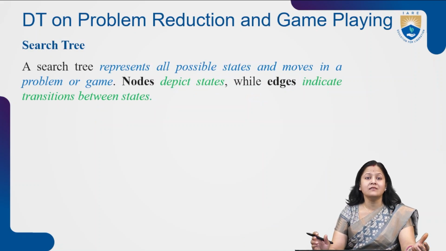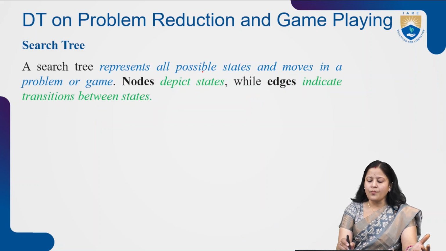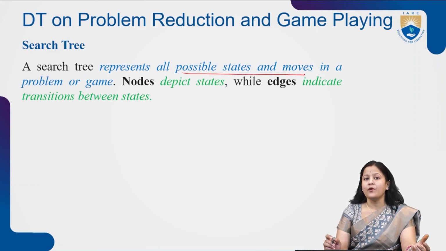The next term is the search tree. A search tree represents all possible states and moves in a problem or game. Here, nodes depict the states while edges indicate the transitions between the states. Why is it called a search tree? First of all, this technique is used in game playing in artificial intelligence. To play a game, the machine or AI software can represent the whole game in the form of a tree, and the tree consists of various steps or states.